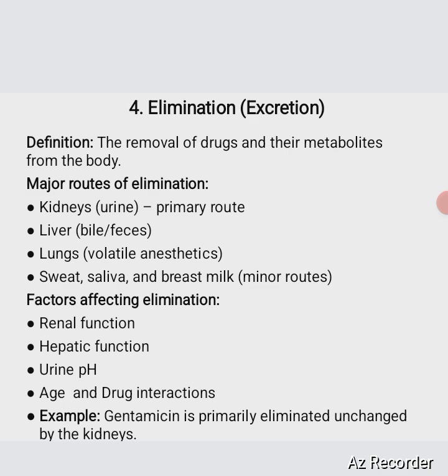So what are the factors affecting the excretion or elimination part? Renal function, hepatic function, urine pH, age, and drug interactions. For example, gentamicin is primarily eliminated unchanged by the kidney.